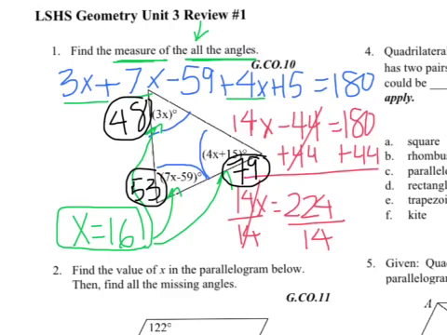And if they asked you to describe this type of triangle, because all three angles are different, it's considered scalene. And because all the angles are less than 90, it is acute. If one of the angles had been 90 degrees, then it would be a right triangle. And if one of the angles was more than 90, it would be an obtuse triangle.